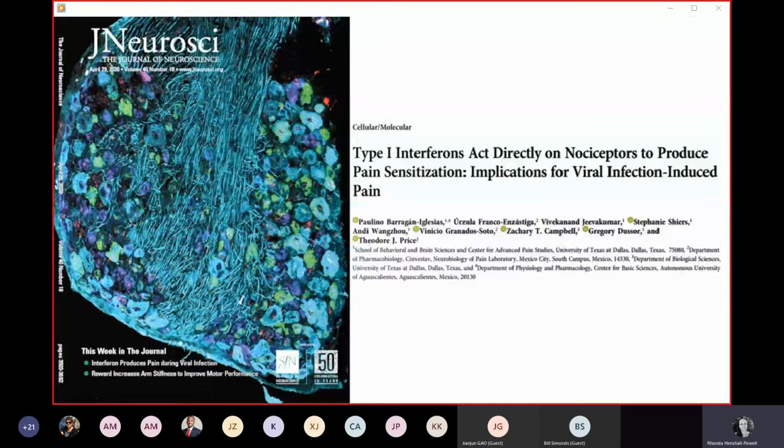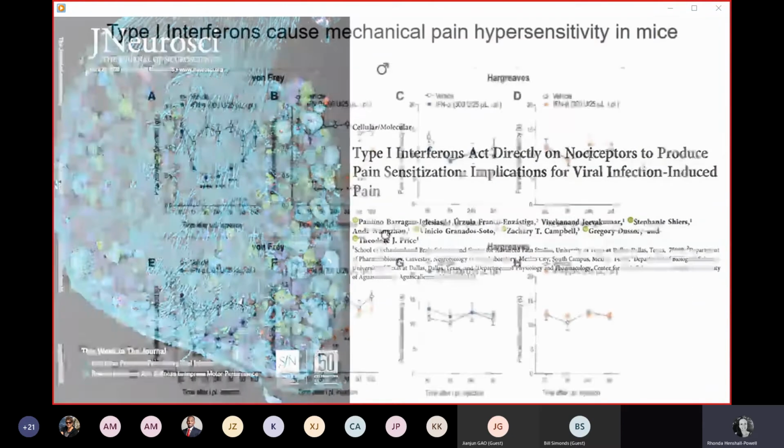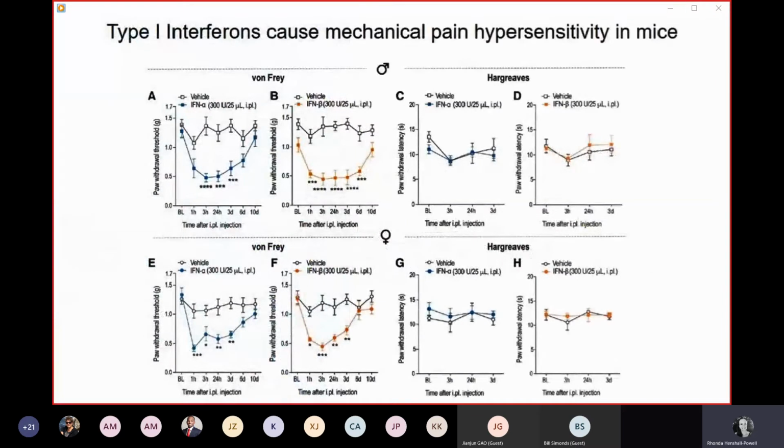So it's unlikely that they're driven by the fever necessarily. And we know from lots of work done by many other laboratories over decades now that one of the first responses that your body has to a viral invader is to increase production of type 1 interferons. So the question that we asked in this paper, which I'll take you through the data, was whether or not type 1 interferons might act directly on sensory neurons.